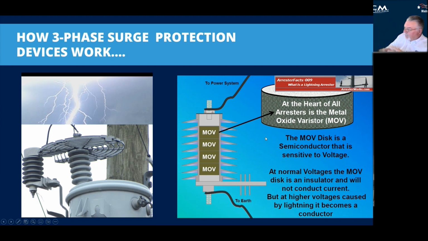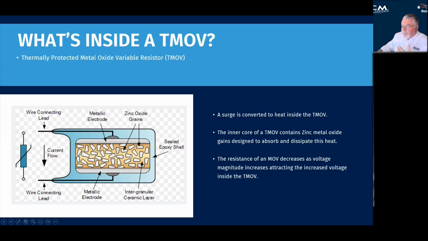And the MOV disc is a semiconductor that's sensitive to voltage. So at normal voltages, the MOV disc is just an insulator and it's not conductive. But at higher voltages caused by lightning or something, it becomes a conductor. What happens is, as the temperature goes up, the resistance of the MOV goes down. So it just draws that excess voltage into the MOV, and that's how it pulls those surges away and deals with them internally.